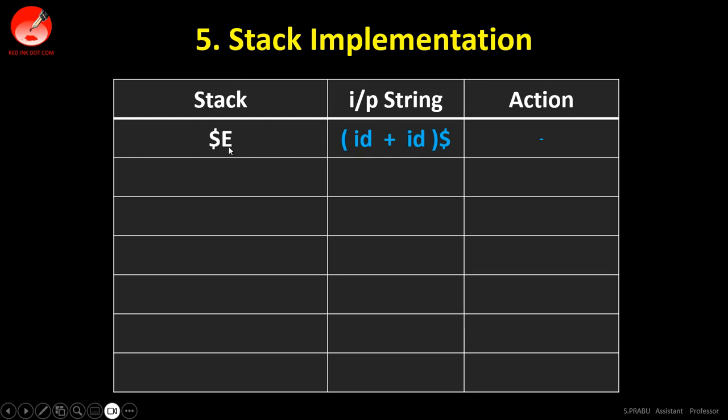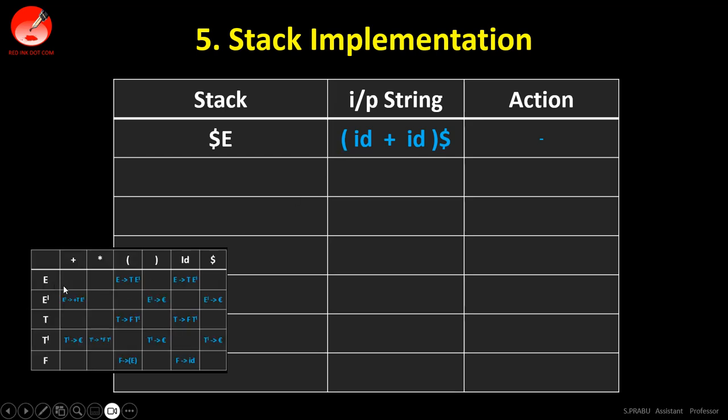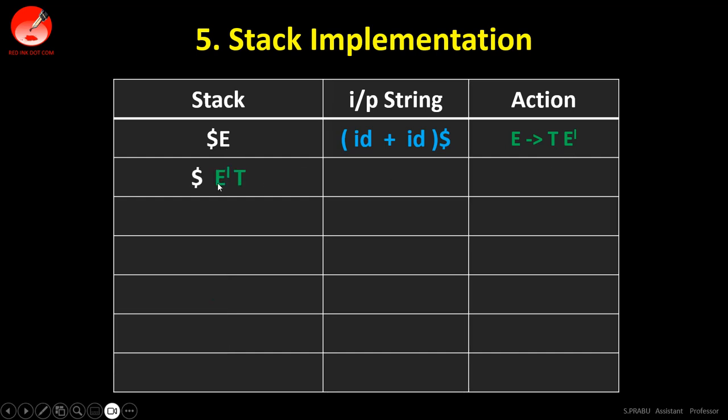Now you can compare E and open bracket in the parsing table. So for E and open bracket, the rule is E tends to TE dash. You can write E tends to TE dash as the action. Now you can replace the capital E by TE dash. When you write the TE dash in the stack, you can write it in reverse order because stack is a last in first out data structure. Then you can write the given input string as it is.